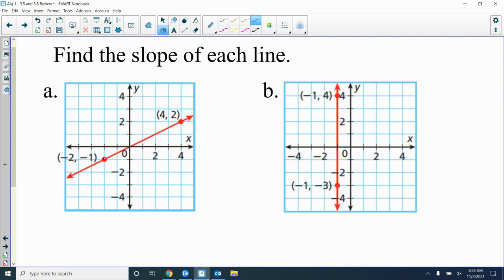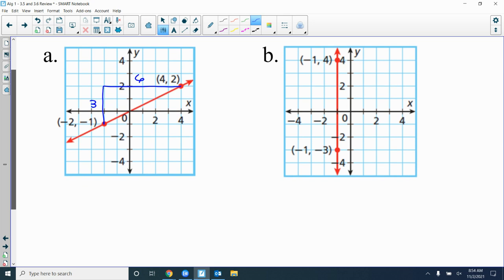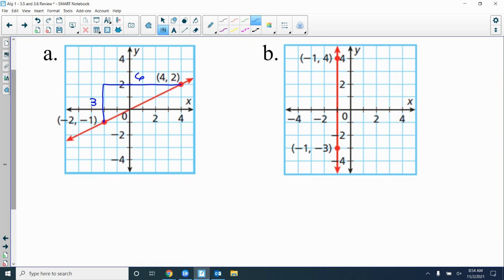Okay, so you got to go up and over, vertical and horizontal. How far up do I have to go? And then how far over? So how far up is that? 3. 1, 2, 3 blocks. How far over? 6. So now, how do I write that? Because some people will do this. That's way wrong. Way wrong.